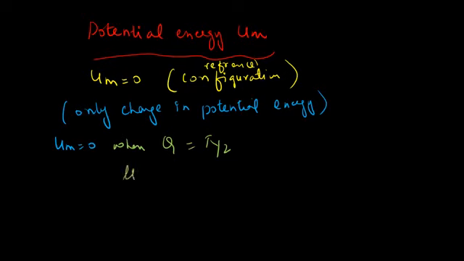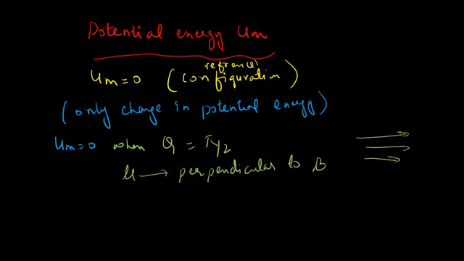That is when mu points perpendicular to B. This one is the B field. Again I can draw it. This is the B, and we consider when mu points perpendicular to the B direction. So theta is 90 degrees. So this is our reference configuration.